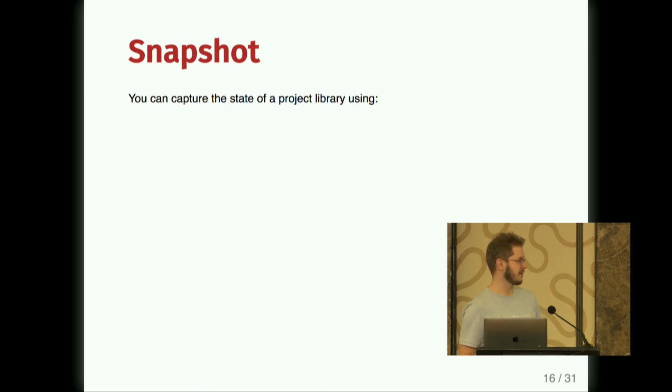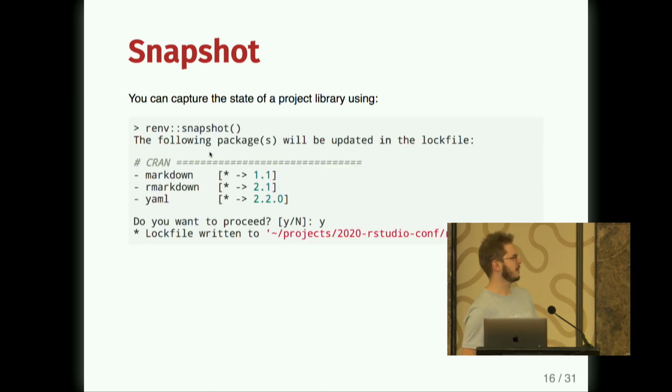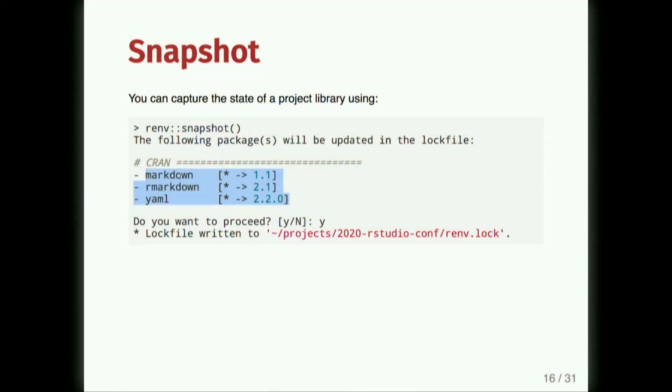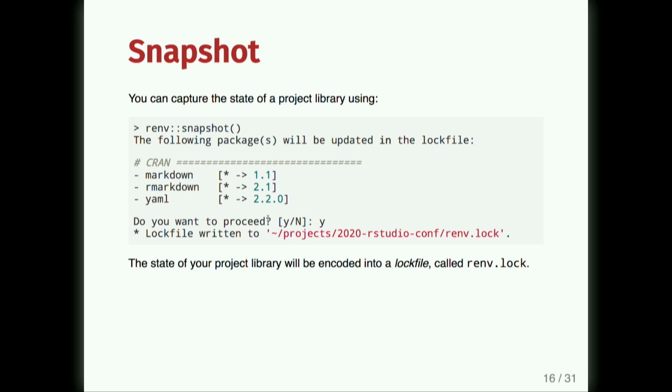You can capture the state of your project library using snapshot. When you call snapshot, it'll give you a little log of what dependencies it's capturing. So in this case, I'm just capturing 3 packages for a project, let's say, and it's capturing from CRAN the Markdown package, the R Markdown package, and the YAML package. And this star is just a placeholder to say we didn't know about this before, now we know that you're using version 1.1 of Markdown, 2.1 of the R Markdown package, and 2.2.0 of the YAML package. And it asks, do you want to proceed? Yes, please write those. And it writes it to what we call the lock file.